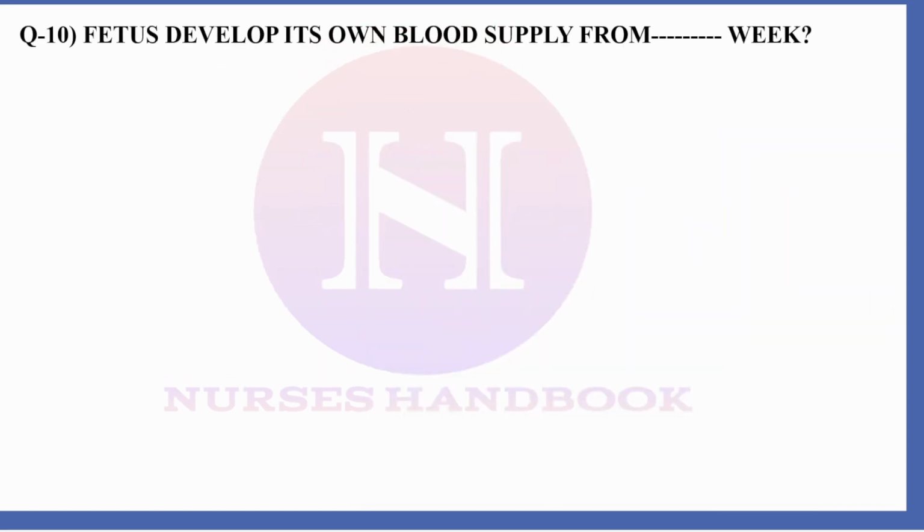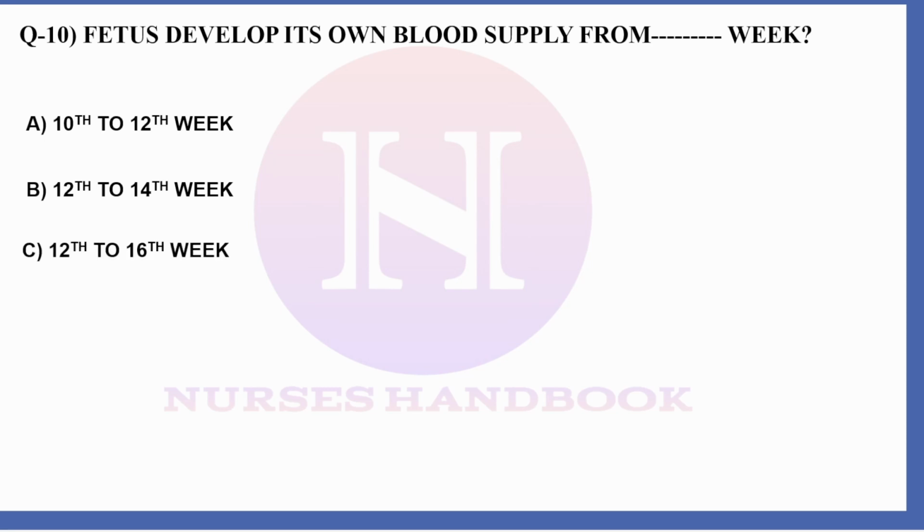Question number 10. Fetus develops its own blood supply from dash week. Option A, 10th to 12th week. Option B, 12th to 14th week. Option C, 12th to 16th week. And option D, 12th to 20th week. And the correct answer is option D, 12th to 20th week.